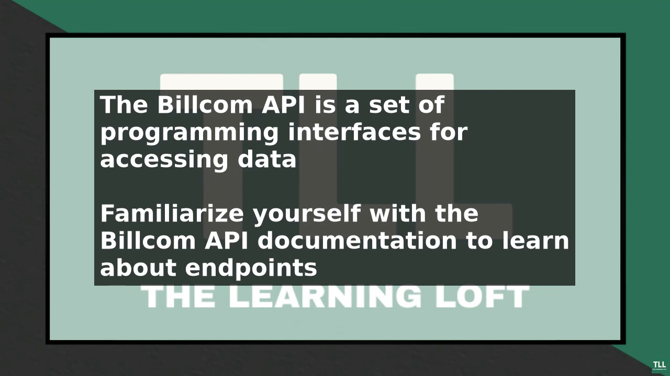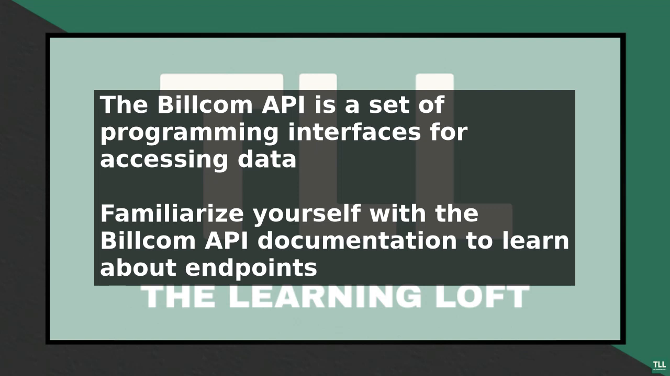Step 3. Choosing the right endpoints. The Bill.com API provides multiple endpoints for retrieving and manipulating data. Choose the endpoints that are relevant to your use case. For example, if you want to retrieve a list of invoices, you can use the Get Invoices endpoint. If you want to create a new invoice, you can use the Create Invoice endpoint.